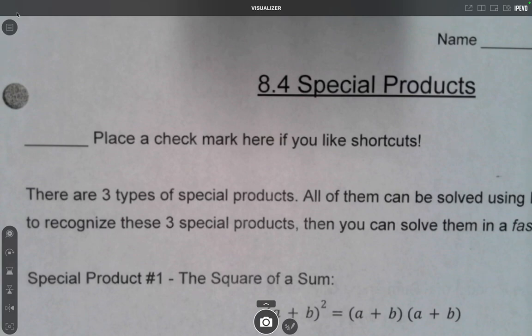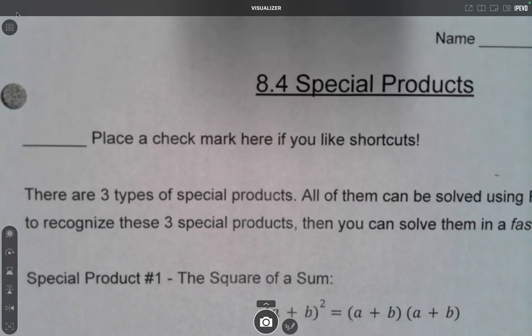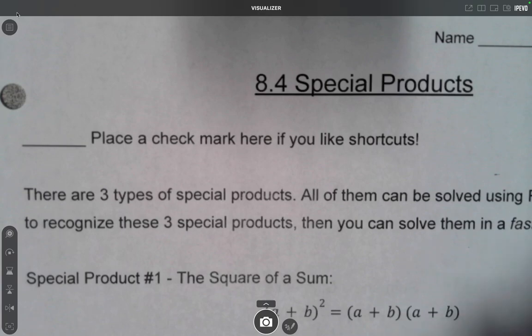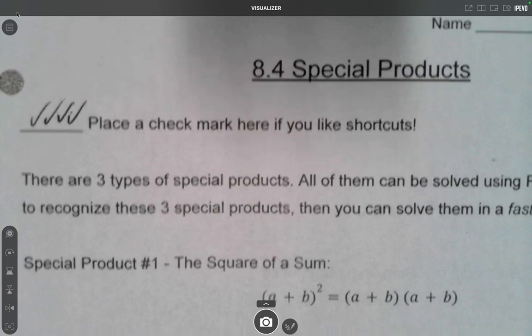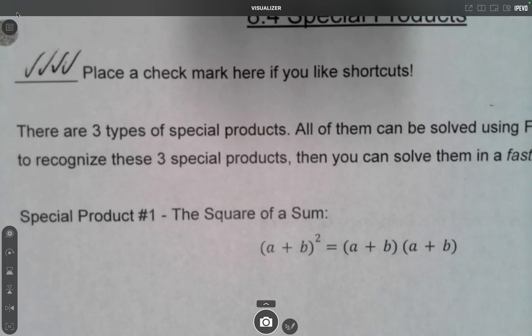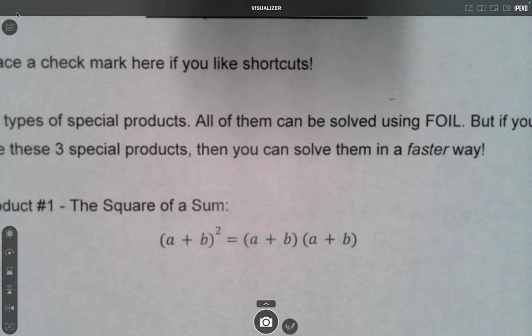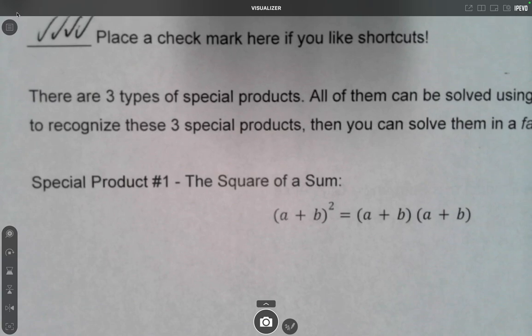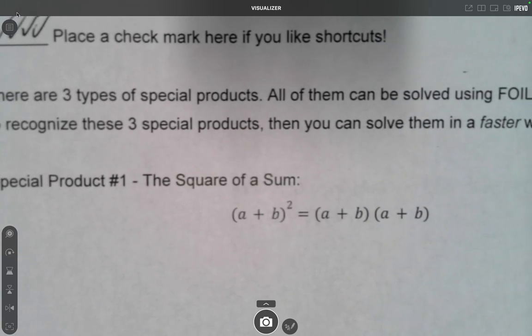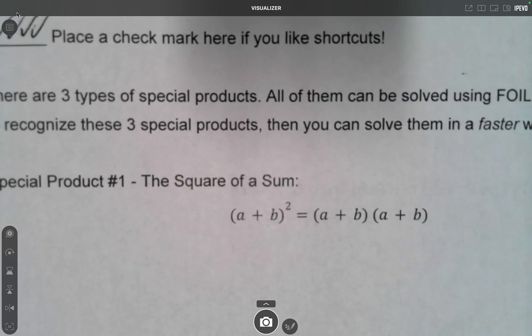So today we're going to talk about special products. So first, please place a check mark here if you like shortcuts. I do. So there are three types of special products. All of them can be solved using FOIL. So if you don't want to memorize these, that's okay. But if you learn the shortcuts for these three special products, you can solve them in a faster way.